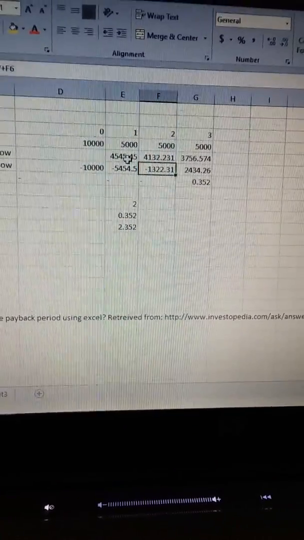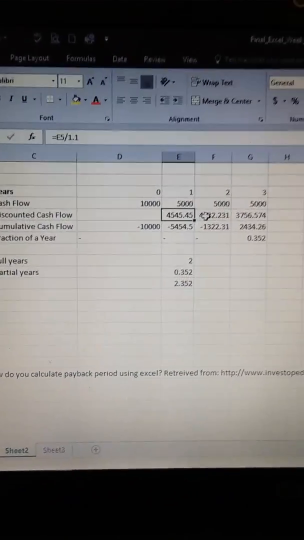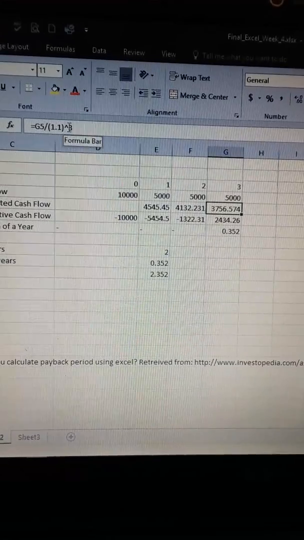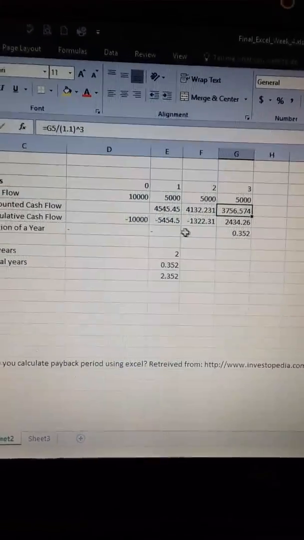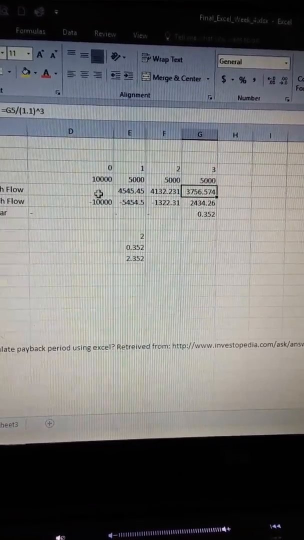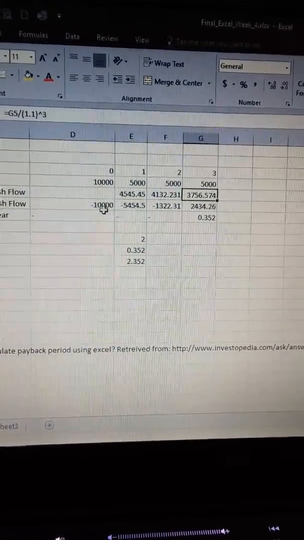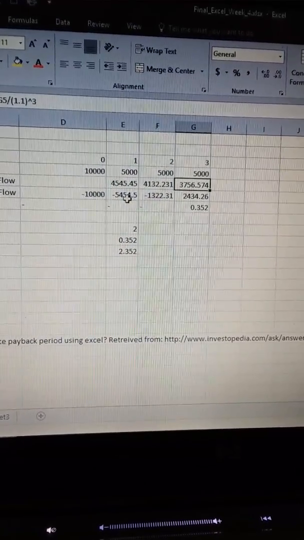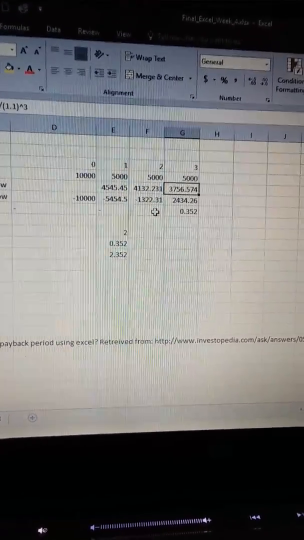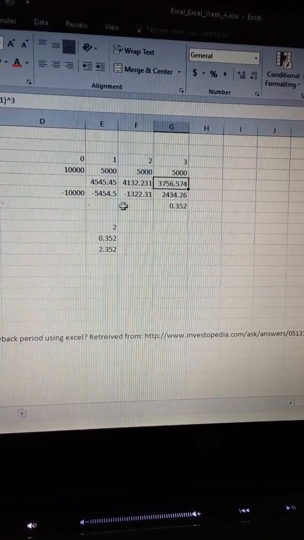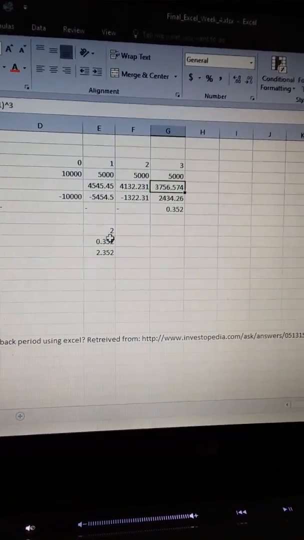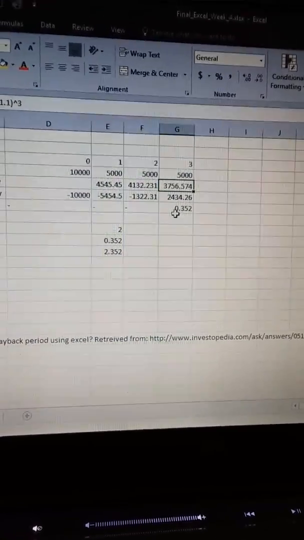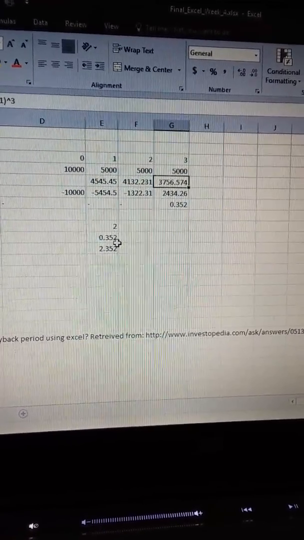So by adding that to be a 1.1 across all of these, and then, of course, the 1, 2, and 3 right here represent the years. We get our cumulative cash flows this first year of minus 10,000. And then we see that here we're still minus, so on and so forth. So as you can see, definitely for 2 years, you would have a negative cash flow, and then for a portion of this year, which would be 0.352.